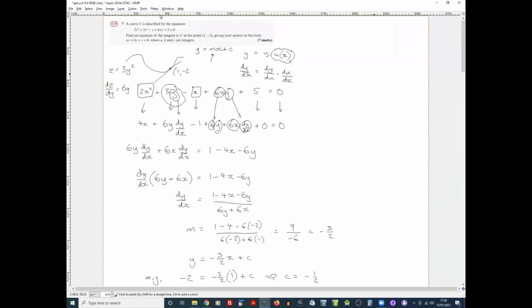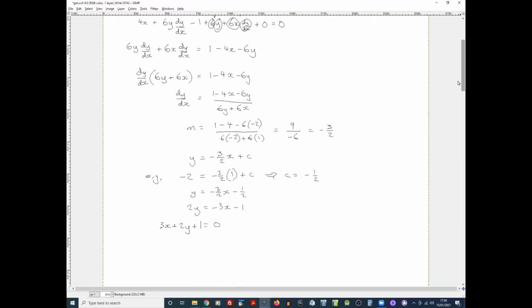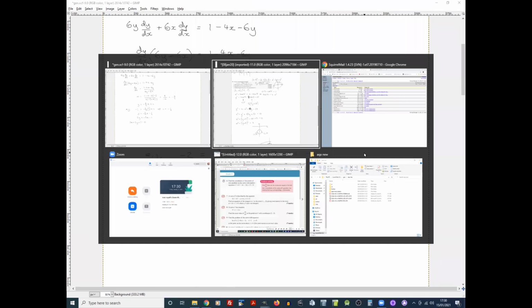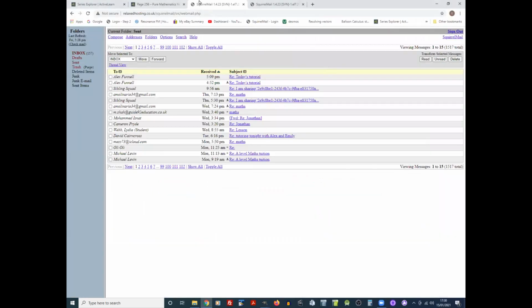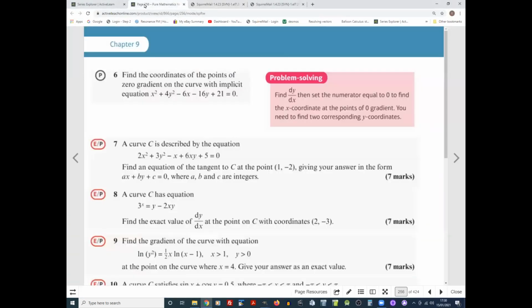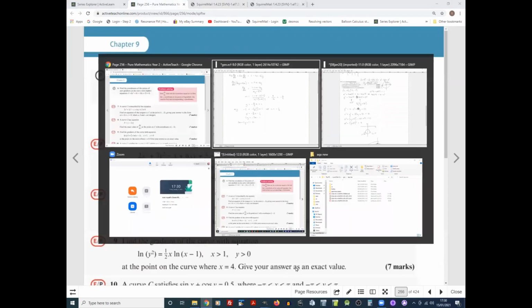So that's fairly typical of implicit differentiation, using the gradient function to find a particular gradient. Because the derivative is the gradient function, giving you the gradient at any point along the curve. Right. This next one looks a bit different, so let's try it.